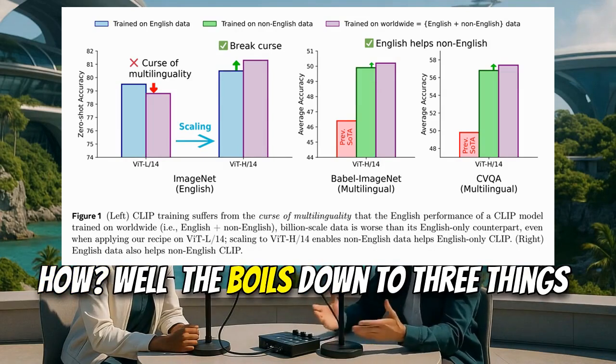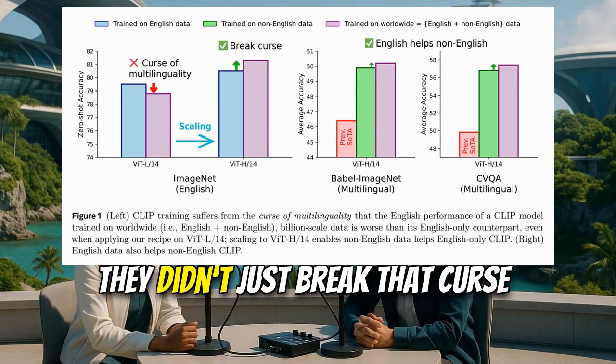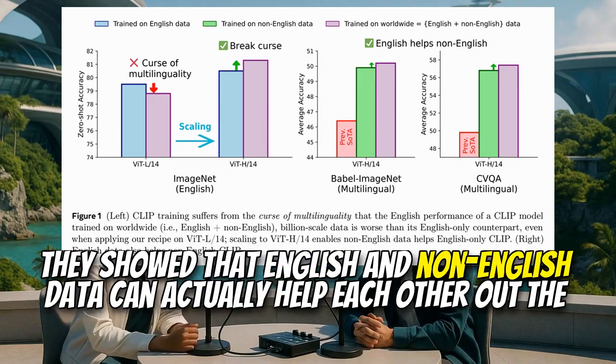How? Well, it boils down to three things. Smart metadata design, a really scalable curation algorithm, and a robust training setup. They didn't just break that curse. They showed that English and non-English data can actually help each other out.